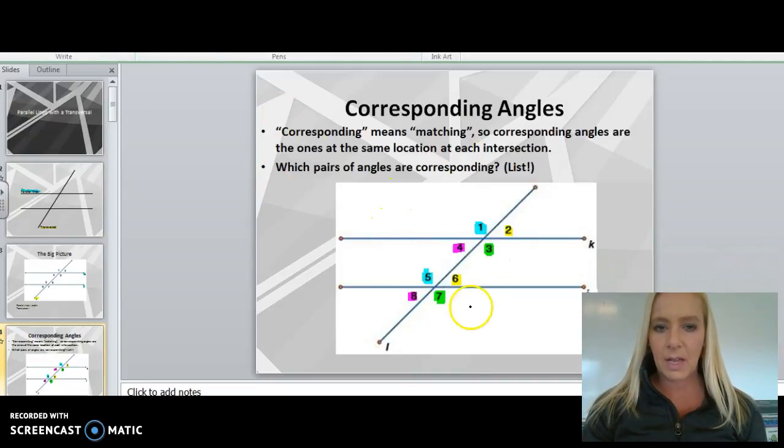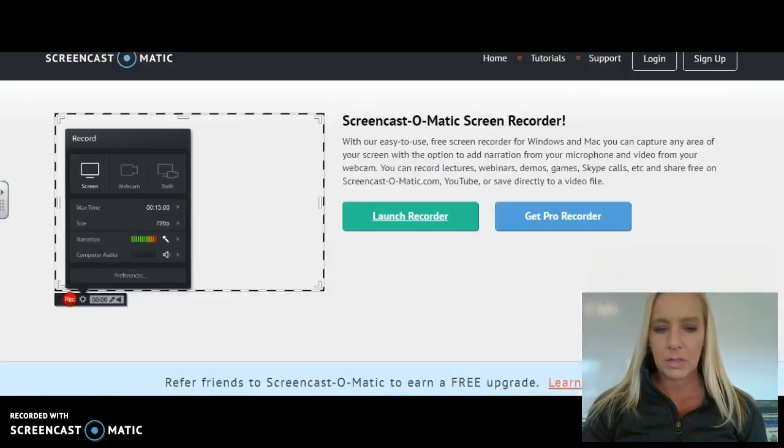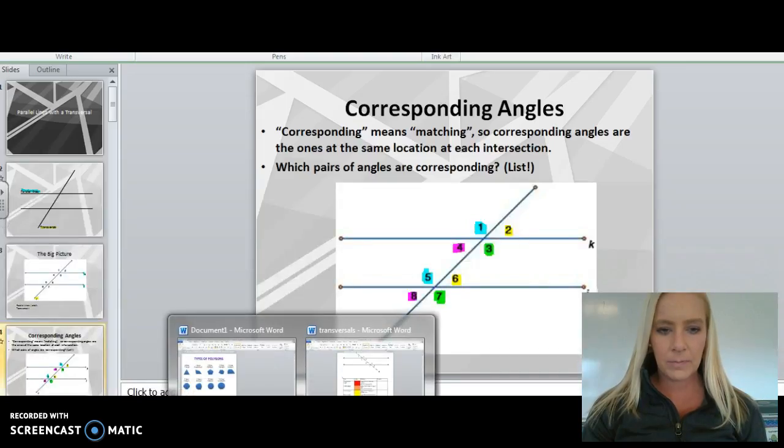It's almost as if I were to slide this intersection on top here. 1 and 5 would match up. 2 and 6, 3 and 7, 4 and 8. So let's go to your graphic organizer.